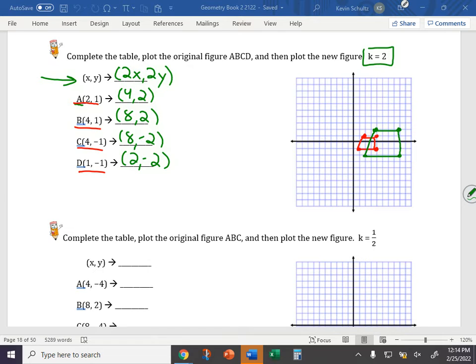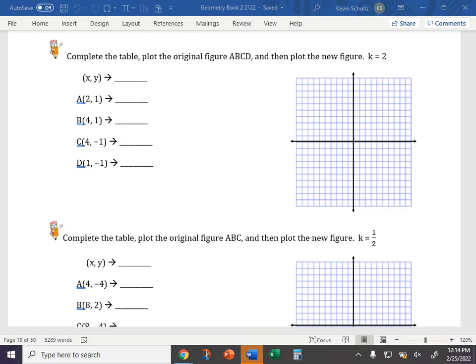Questions on that? Fairly straightforward. Think we can handle this? Okay. Questions on this before I scroll down? No. Okay.